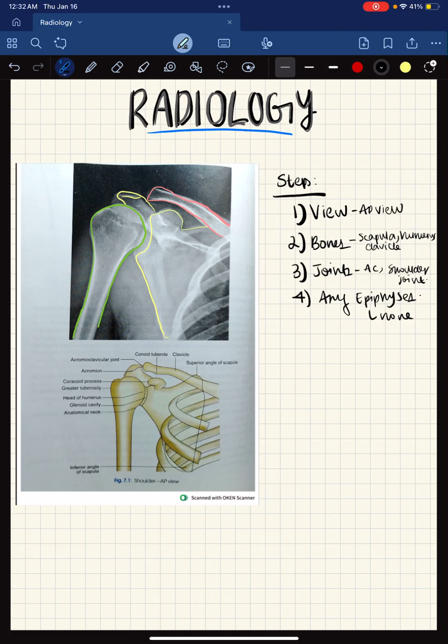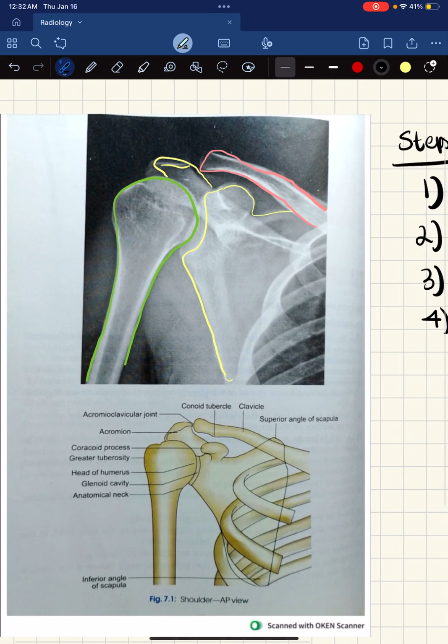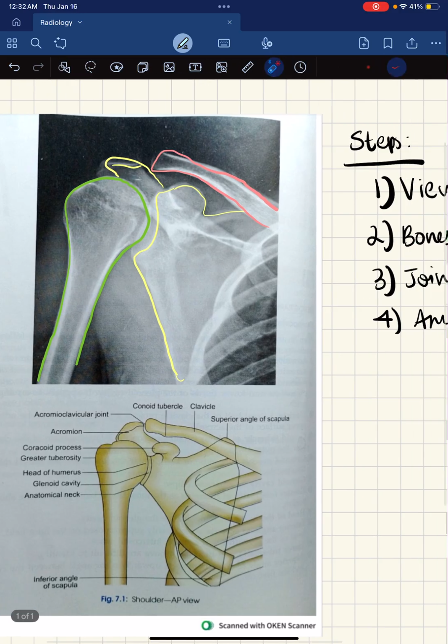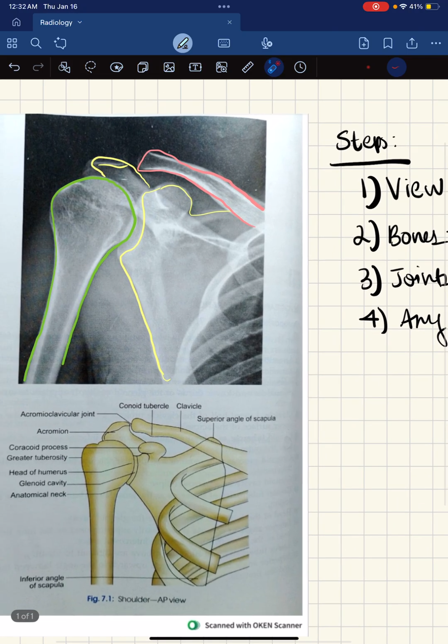So when we're coming to this particular X-ray that I've taken here as an example for you guys, we have an X-ray of the shoulder joint mainly. So when we talk about an X-ray, the major things that we have to mention are the following. First of all, we have to say what type of X-ray it is, the view that we are seeing in the X-ray. So in this X-ray, it is an AP view that we are seeing.